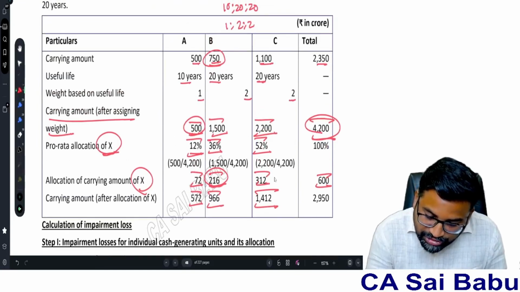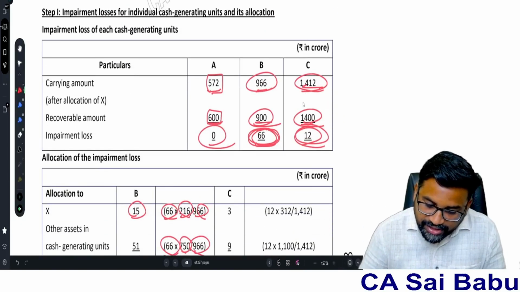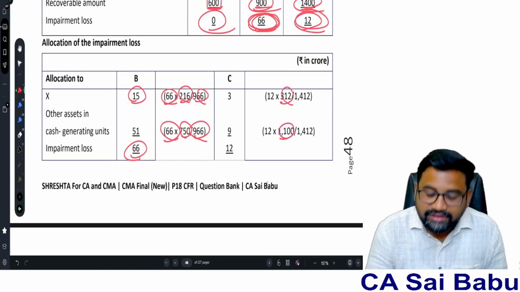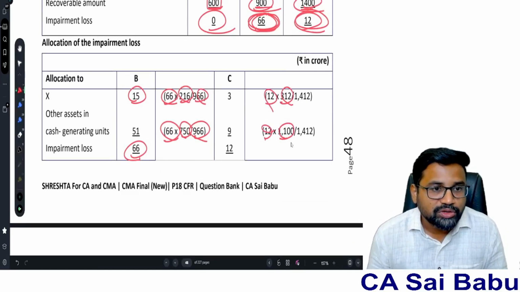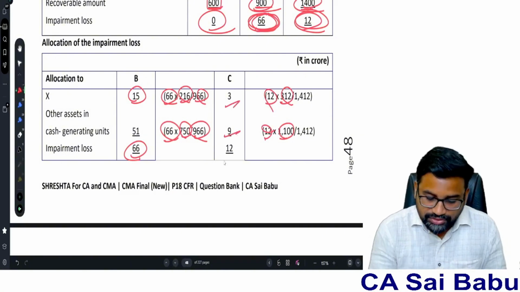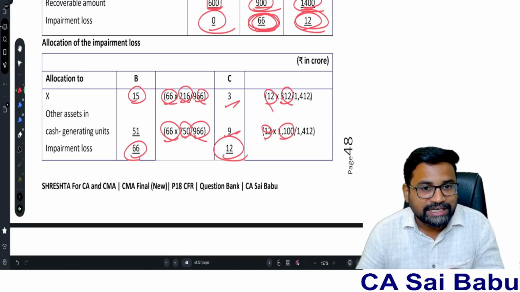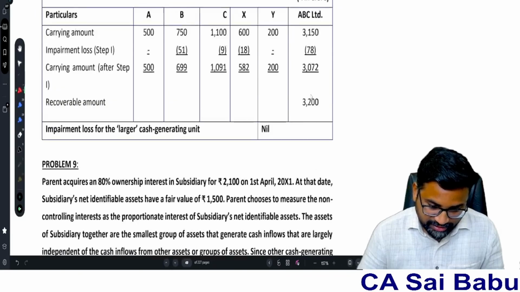So in cash generating unit C, 1100, 312. Two assets are there. 1100, 312. This 12 is the impairment loss. They allocate it based on the carrying amount. So 3, 9. So this is the thing. So therefore, what happens now? This impairment loss will be deducted from this particular asset. That is what they have done here.